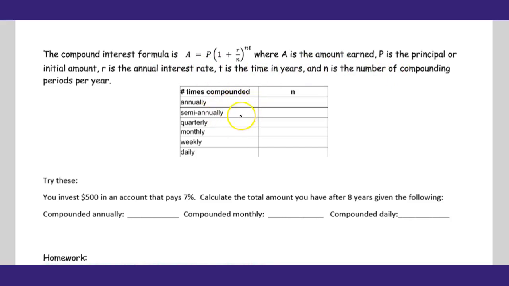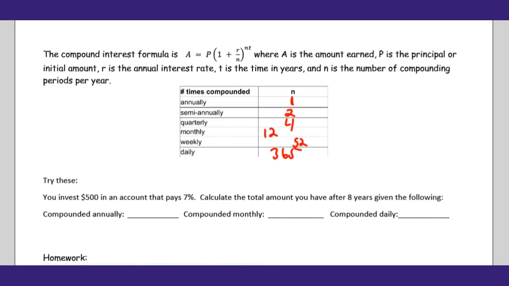So let's talk about the number of times things compound. And you need to learn this chart. If something compounds annually, like you have an annual birthday, that only occurs once a year. Semi-annually will be twice a year. Quarterly, think about a quarter. There's 4 quarters in a dollar, so quarterly is 4 times. Monthly is going to be 12, there's 12 months in a year. Weekly, there's 52 weeks in a year. And then daily, there's 365 days in a year, okay?